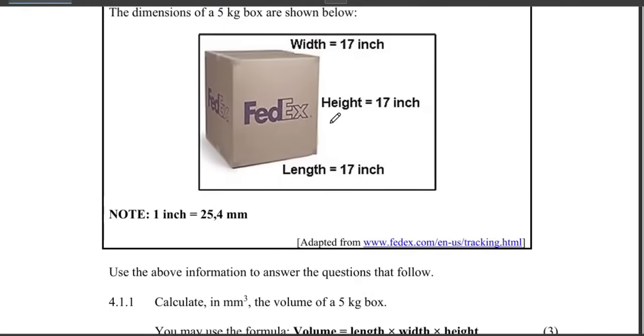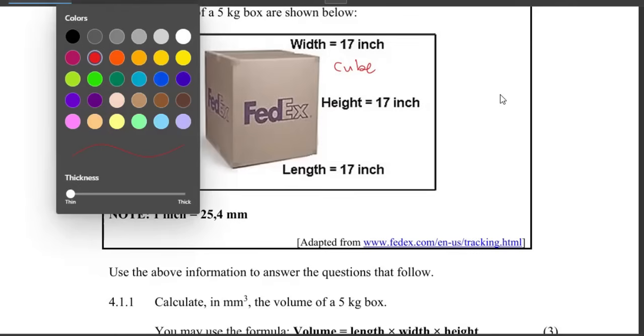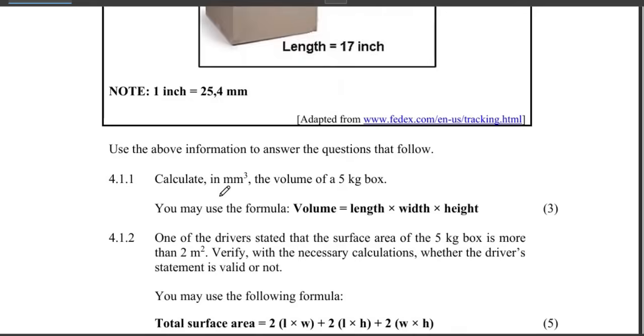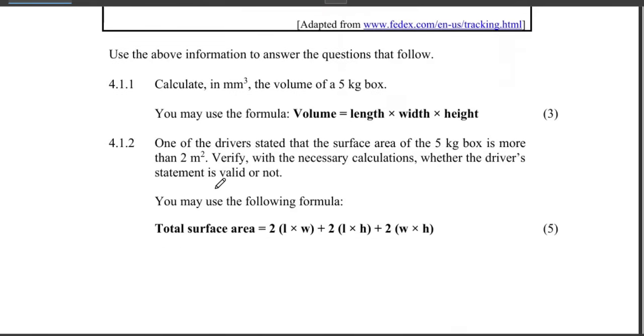All right, these are inches, but looking at it, it's a cuboid, actually a cube. Why am I saying it's a cube? It's formed from squares. So simple, we shall continue. What are they telling us here? Use the above information to answer the questions that follow. Calculate in millimeters cubed the volume of a 5 kg box.